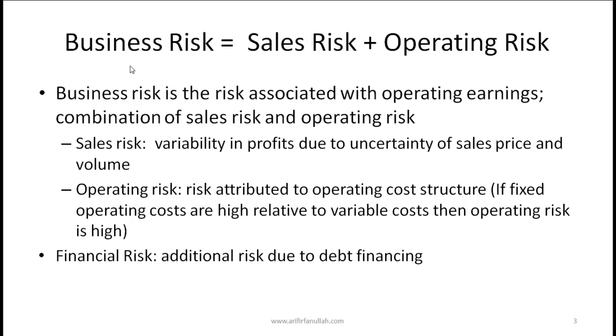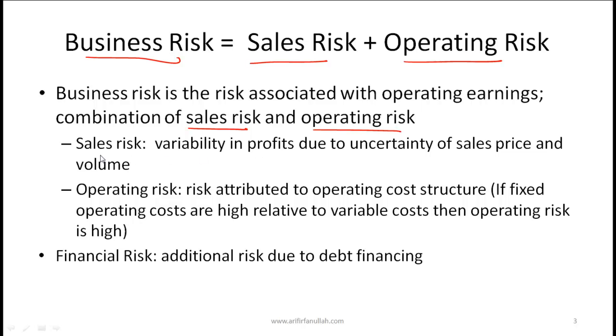A few basic concepts of risk. Business risk for a given entity consists of sales risk and operating risk. So business risk is the risk associated with operating earnings. It's a combination of sales risk and operating risk.